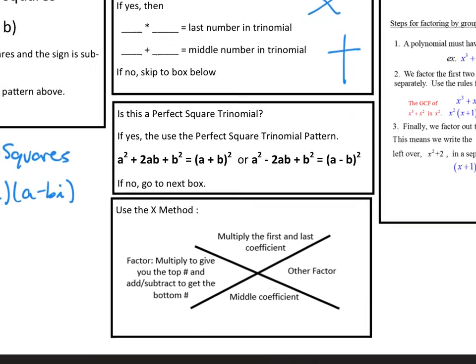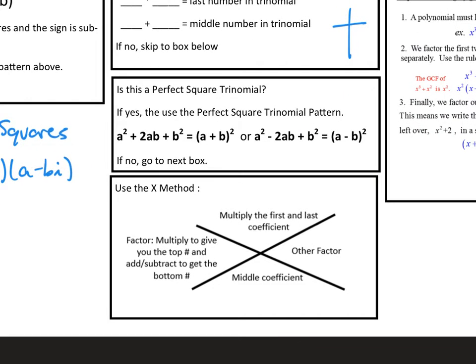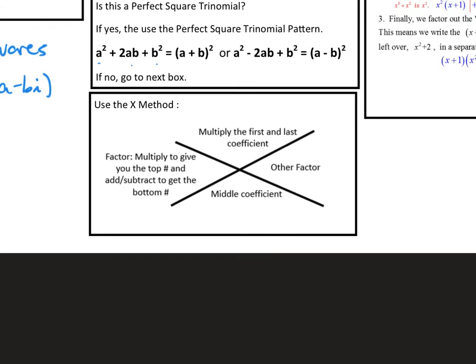If no, then let's skip to the next box. Is it a perfect square trinomial? So remember to check the middle pattern. Does the first square plus the last square equal the middle, or minus? Same concept. If no, we go down to the X method, and this is your bottoms up. So you multiply to get the first, and then the middle, and then your other factors. So same kind of concept. You can follow that along.